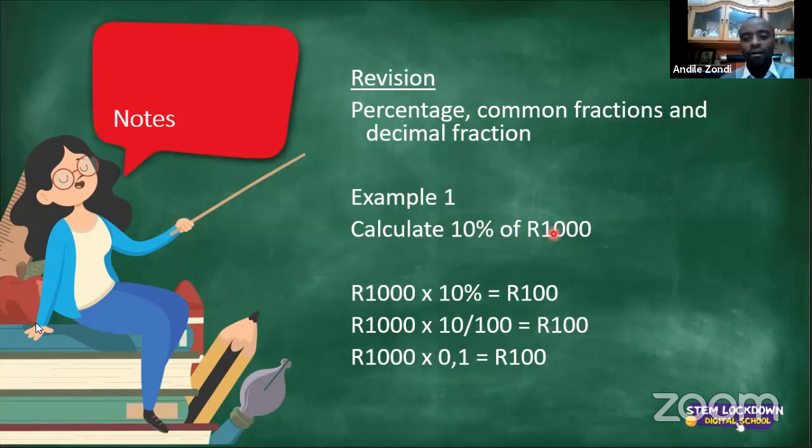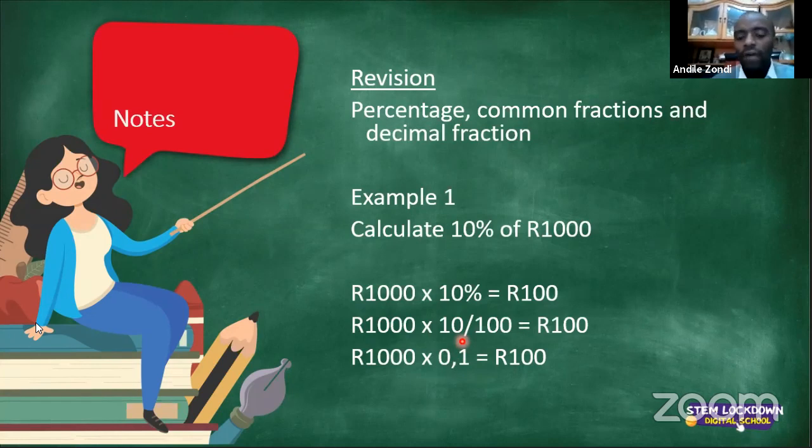Now let us look at this example. Calculate 10% of 1,000. 10% of 1,000 is obviously 1,000 times 10%, which would give you 100 rands. This can also be written as 1,000 times 10 over 100. Remember, 10% can be written as 10 over 100, which gives you the same amount, 100 rand. Or this can be written as 1,000 multiplied by 0.1. Where does 0.1 come from?